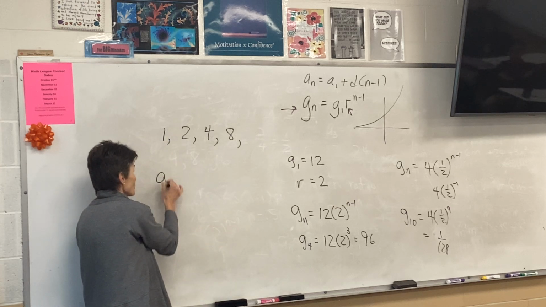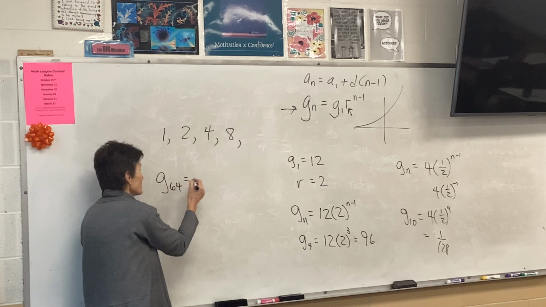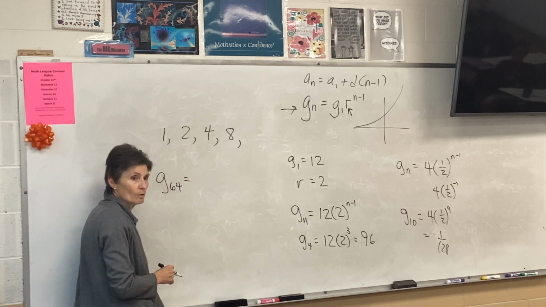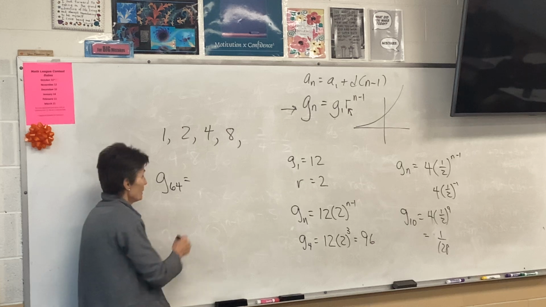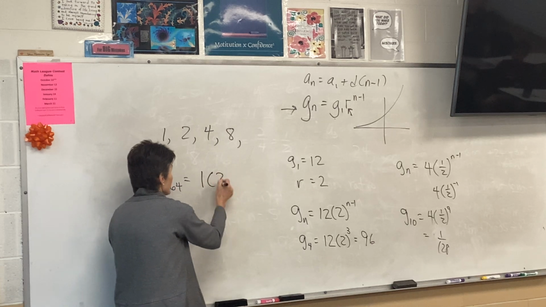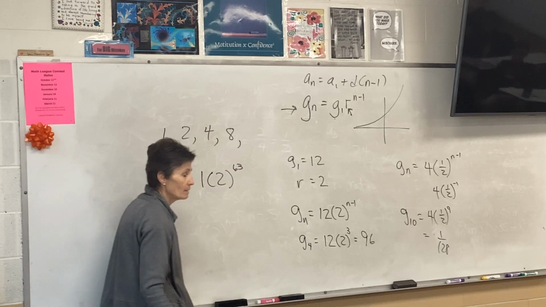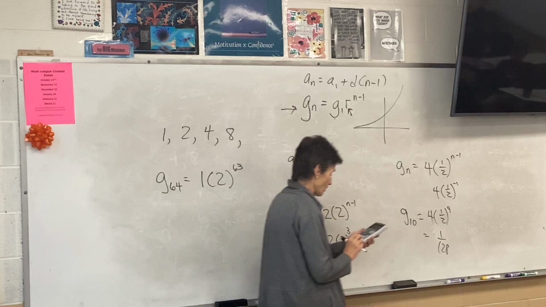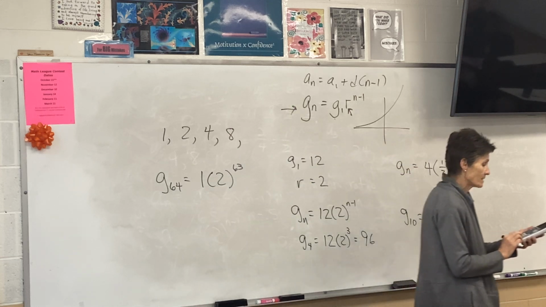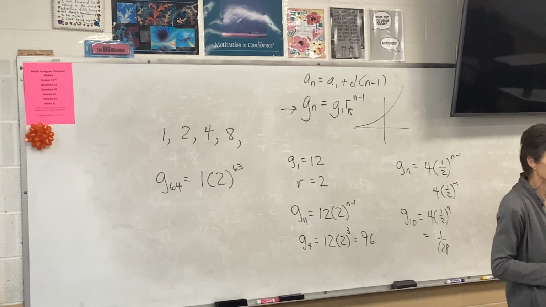How many squares are on the checkerboard, anybody know? 64. So basically, we want the 64th term of this sequence. According to the formula, that will be 1 times 2 to the 63rd. All right, type it in. And remember that that number is not a distance. That number is actually the number of checkers that you would have piled up.